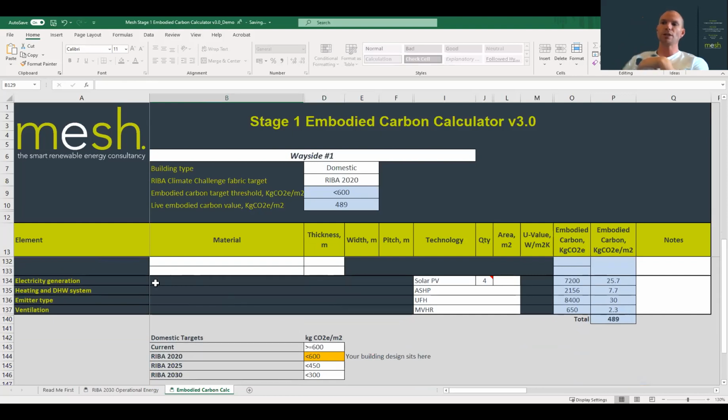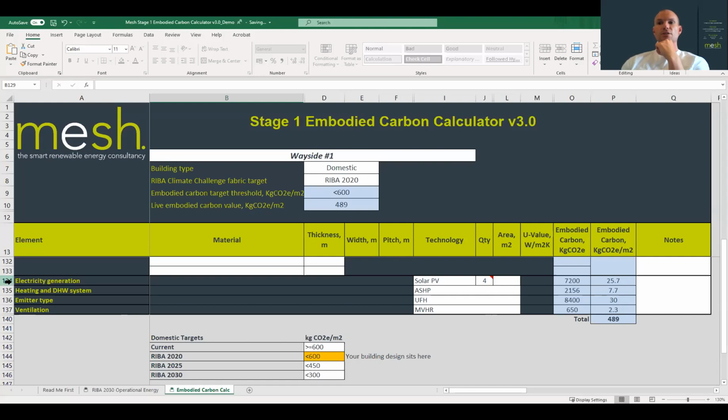Now, the other really key important point here: to meet the RIBA 2030 targets, or any variation of that, you also have to include the systems that go into the building. Generally speaking, renewable energy systems, the heating systems, the ventilation systems, the emitter systems, contribute about 25 to 30% of the embodied carbon value. So don't just think that because you've put the fabric in you're going to hit it. If you're just shy of it, the likelihood is once you put in the technology, you're going to be well over. So you must include technology to make sure you're giving yourself a fair answer.